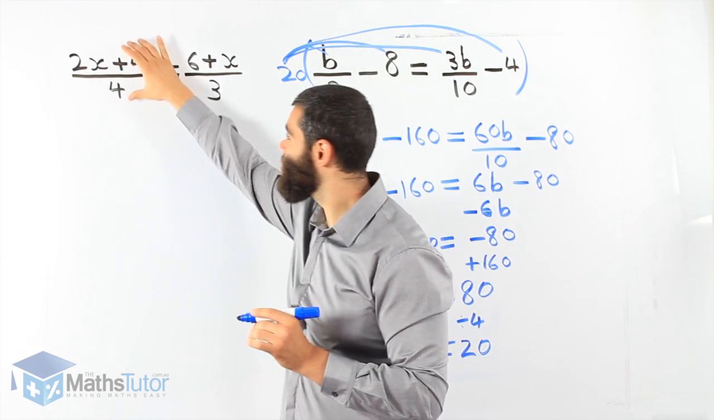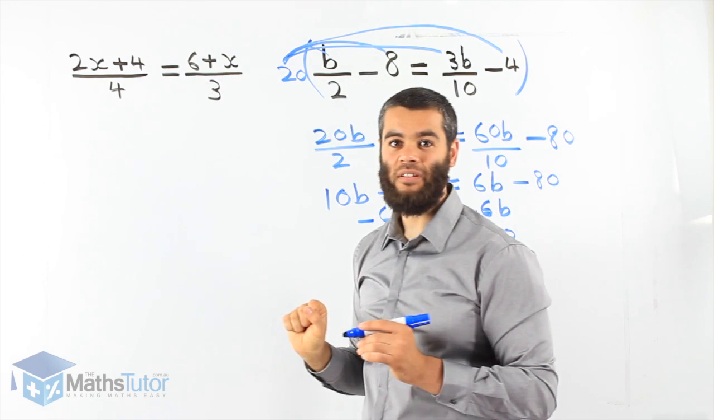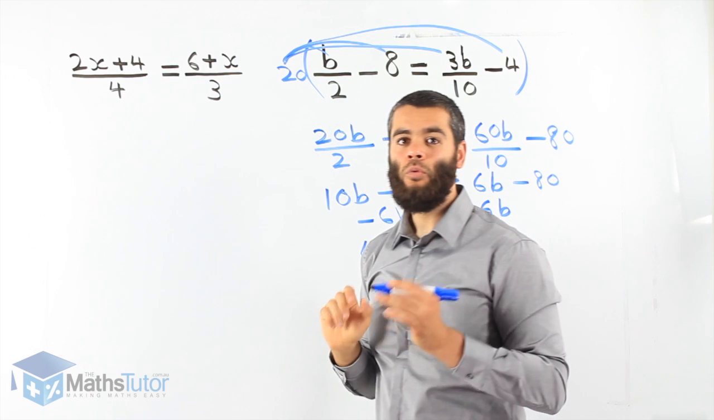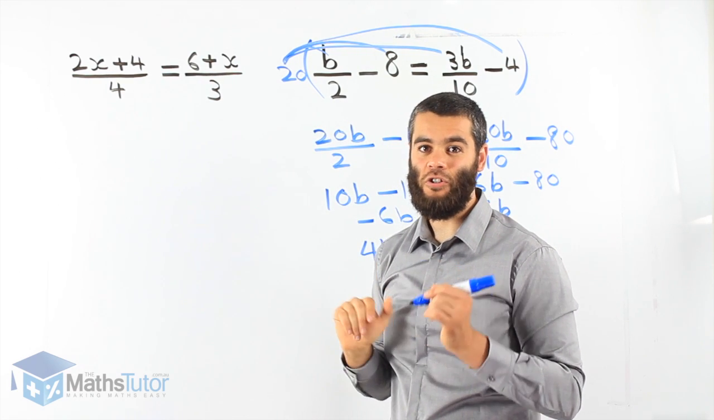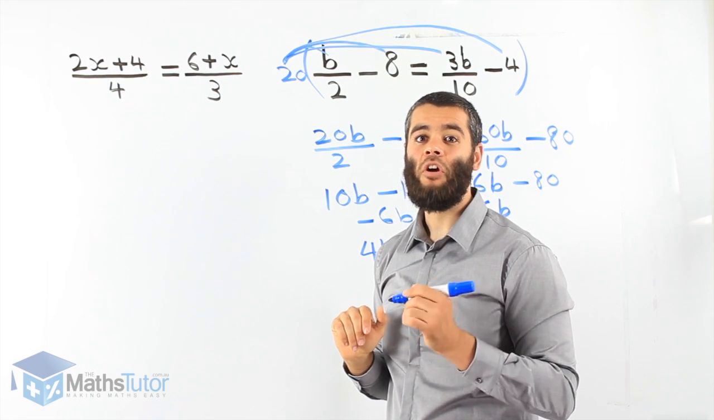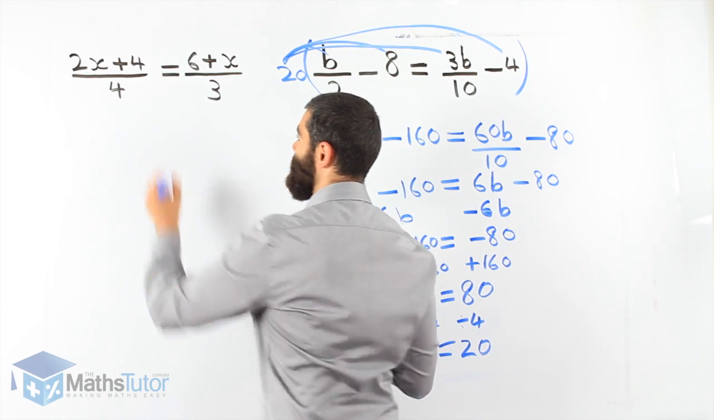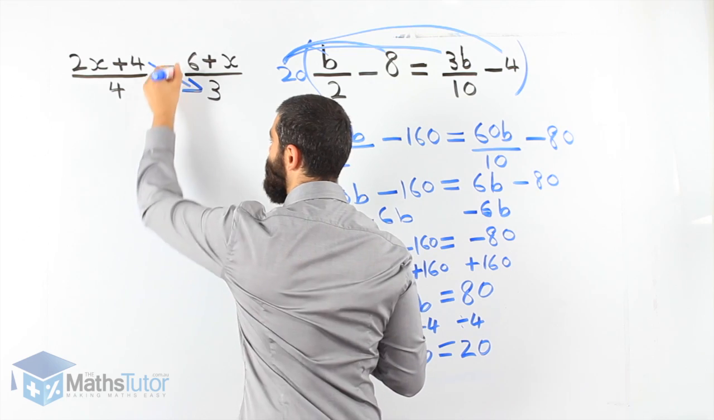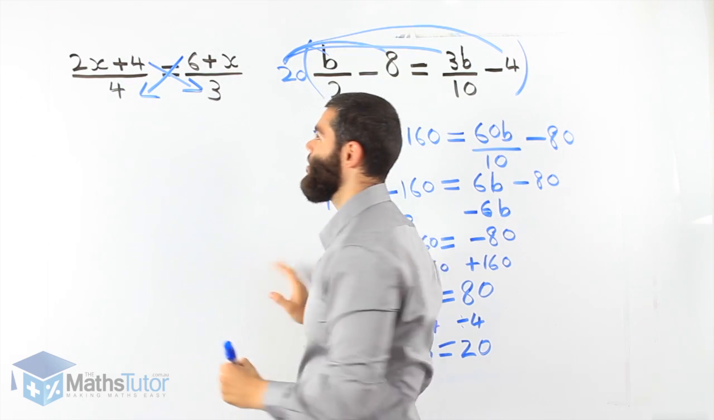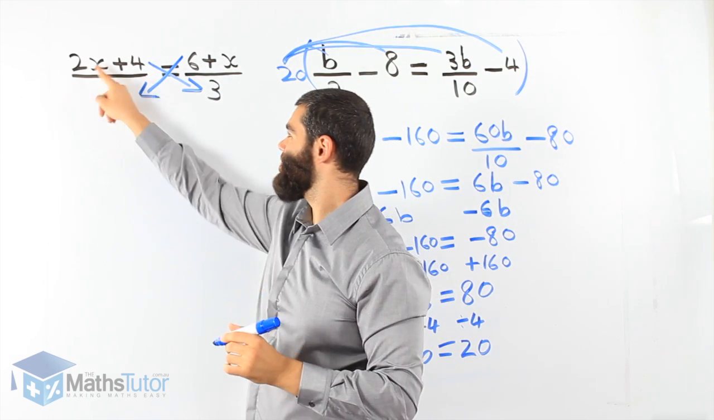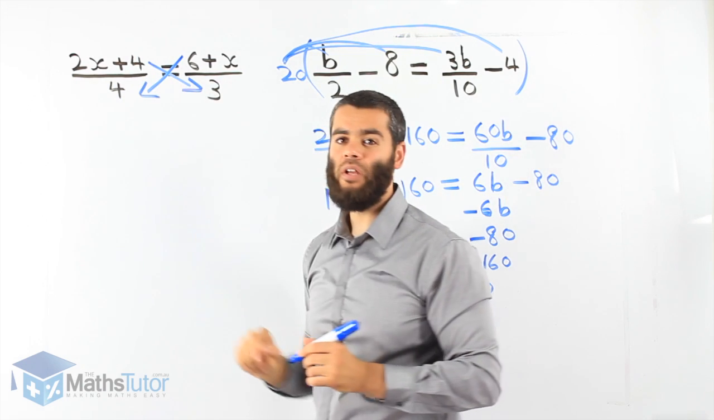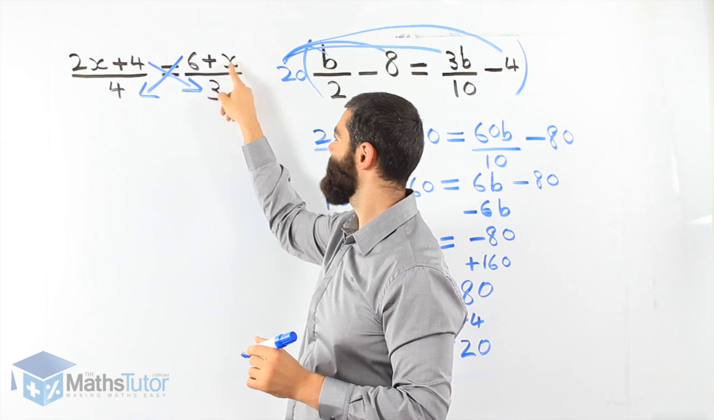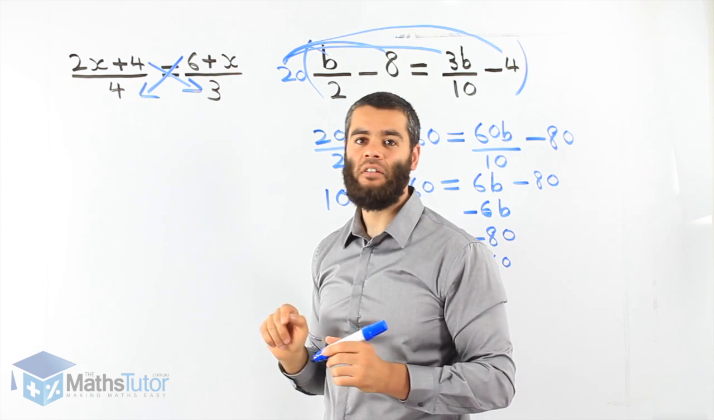This is a fraction equals another fraction. Can you see? We have a fraction equals another fraction. With these ones, there's a special trick and I'm going to show you. What is it? We cross multiply. We multiply this way and we multiply this way. What does that mean? 2x plus 4, all of it multiplied by 3, and 4 times 6 plus x in brackets. Do it that way.